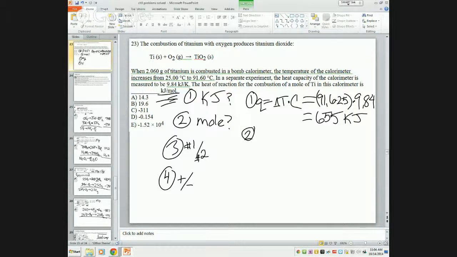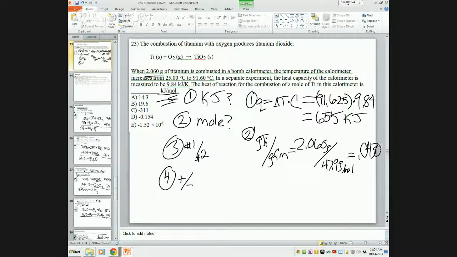Second step, figure out how many moles. All right, well, how do I do that? Well, they gave me grams of Ti. So I just have to convert grams of Ti by dividing it by the GFM of Ti. So I get 2.060 grams divided by, look up Ti's GFM, it's 47.9 grams per mole. And I get 0.0430 moles.